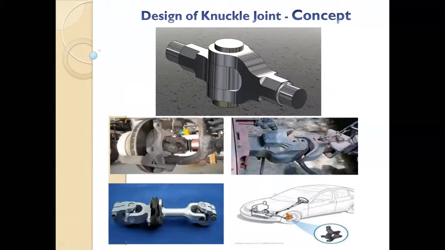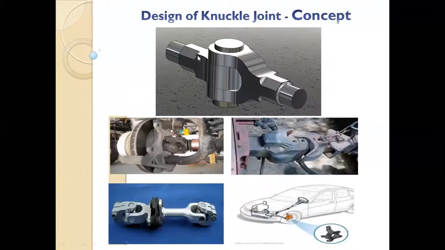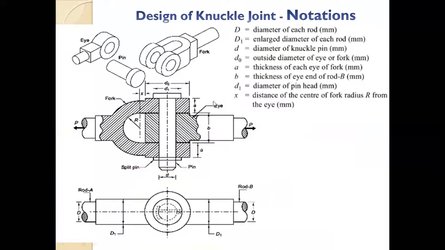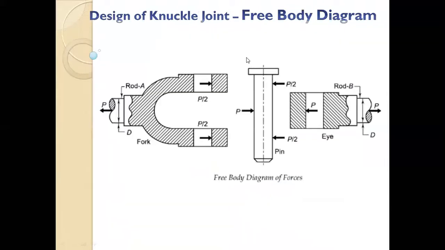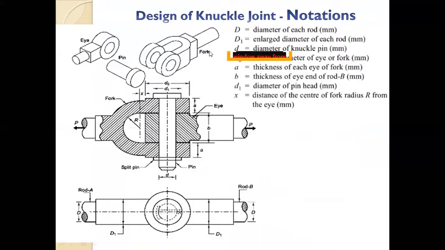We went through what a knuckle joint is. It has three main parts, if we don't include the rods, though we also design the rod: the eye, the fork, and the knuckle pin. We have to design all those three parts. This is the diagram which will be used for the design, and these are the dimensions we need to find out.